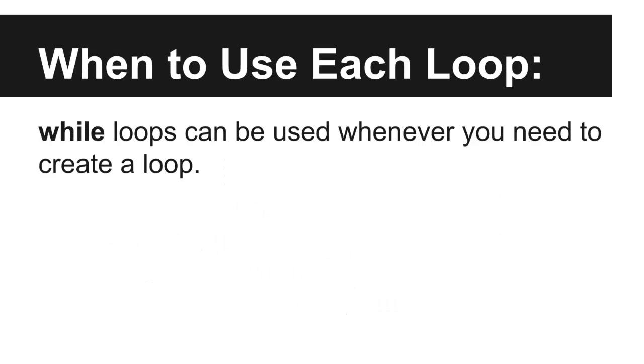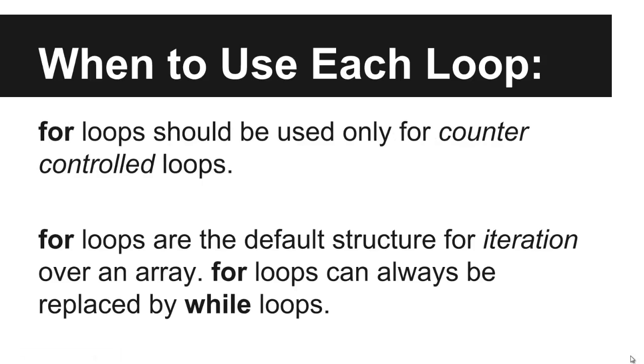Okay, so with while loops, you can use these anytime that you need to make a loop. Anytime, without any problem at all. The for loops should only be used for counter-controlled repetition. Anytime you have an action that needs to happen a specific number of times, that's when you use the for loop. With for loops, these are by convention the default structure for iterating over an array or some other type of collection, but that doesn't particularly matter. You can always use a while loop.